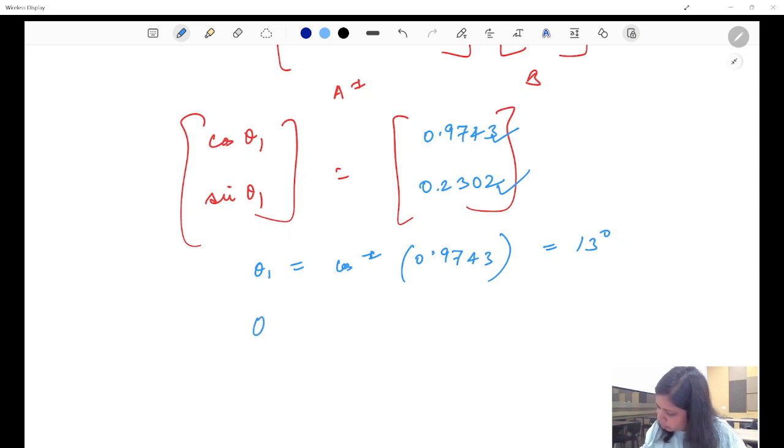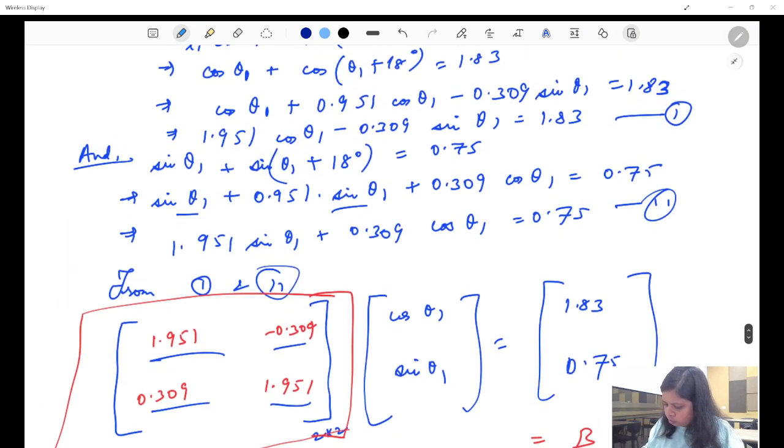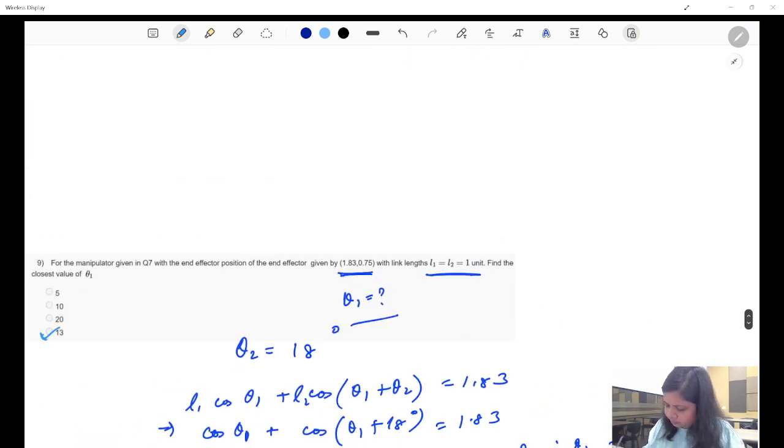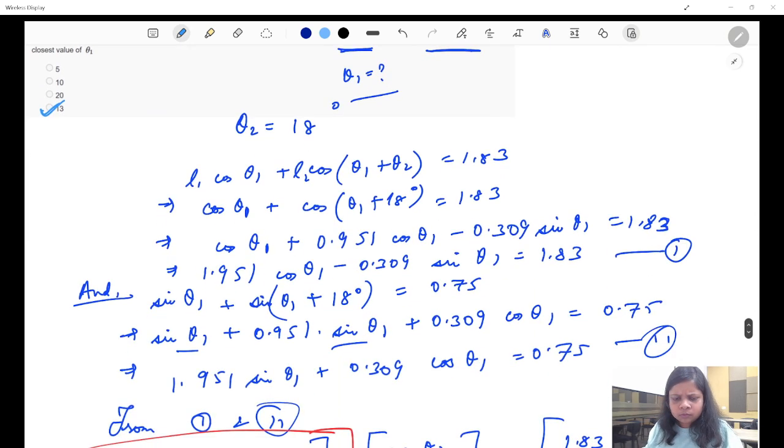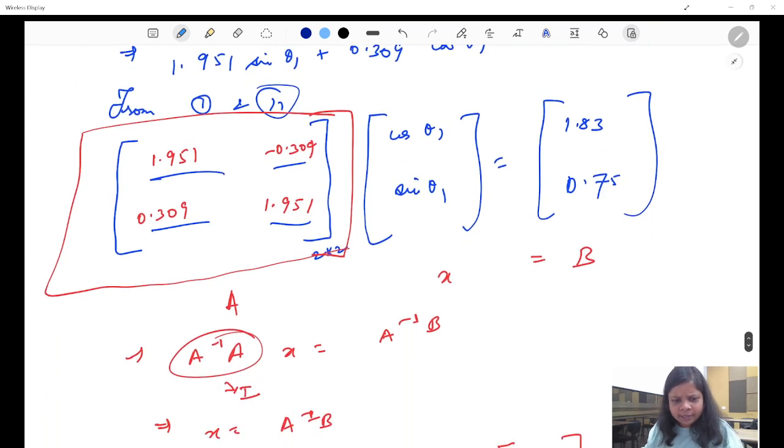If you try to find theta 1 as sine inverse, approximately 13, you might get something like 12 point something. Theta 1 is sine inverse of 0.2302. From here also you will obtain nearly 13 degrees. So your correct option is, Ma'am, is it okay to take cos inverse and sin inverse? Yeah, here it is okay.